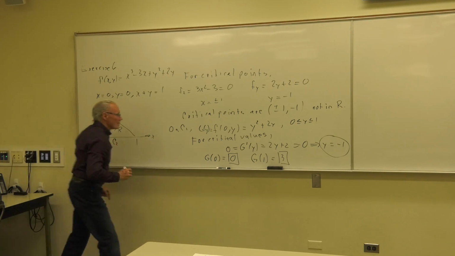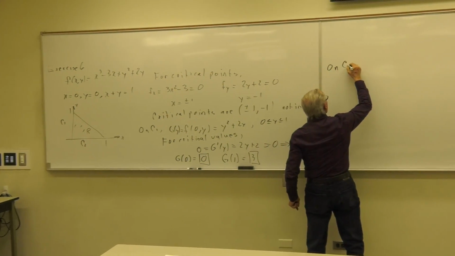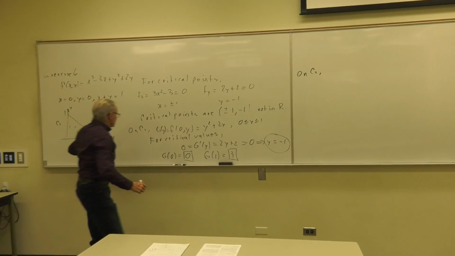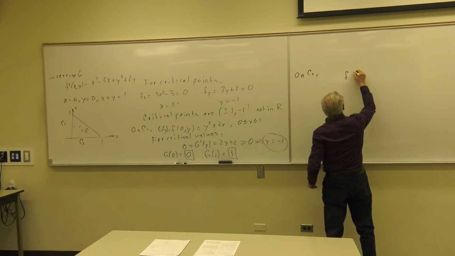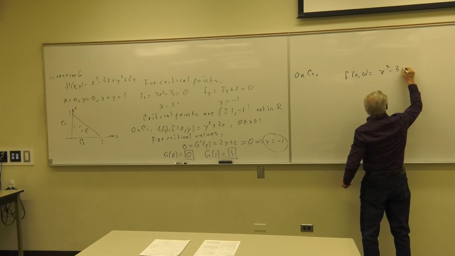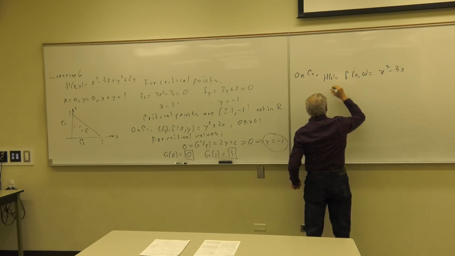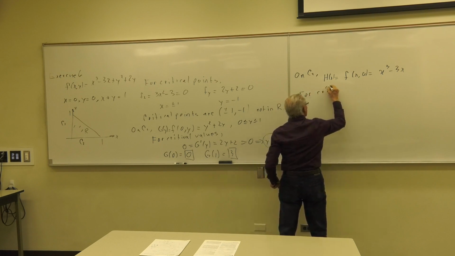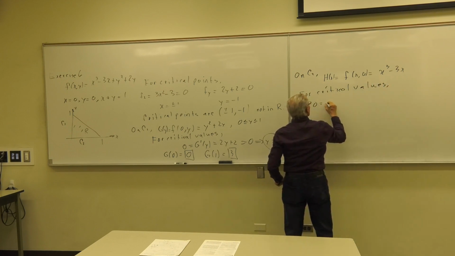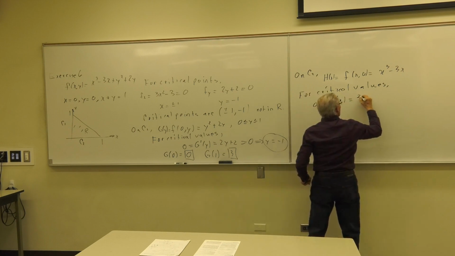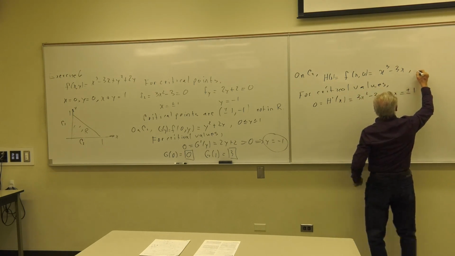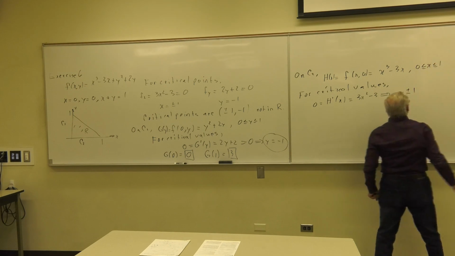Let's go to C2. On C2, y is equal to 0, so put y equal to 0 in our function f of x and 0, and we get x cubed minus 3x. Let's call that h of x. For our critical points on this edge, critical values perhaps, we'll put 0 equal to h prime of x. That's 3x squared minus 3, which implies that x is equal to plus or minus 1. Perhaps we should have put here the values 0 less than or equal to x, less than or equal to 1.